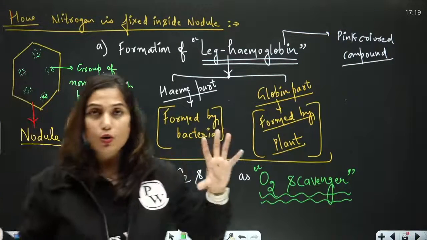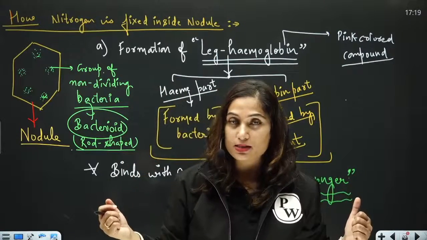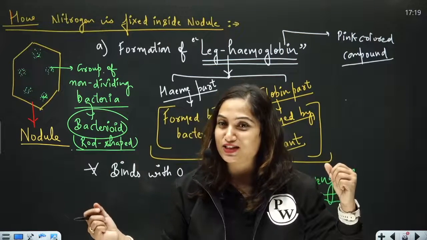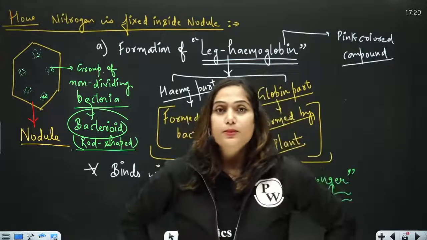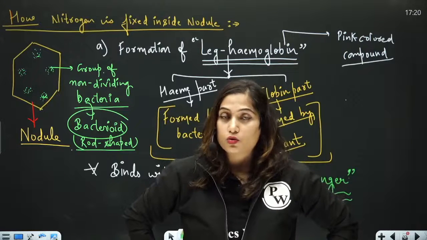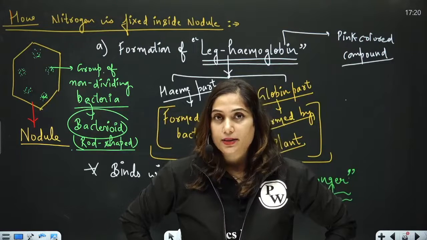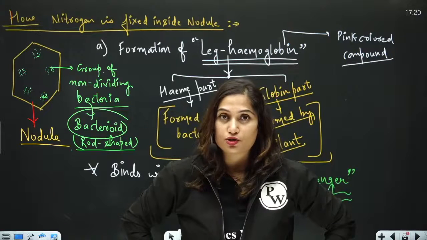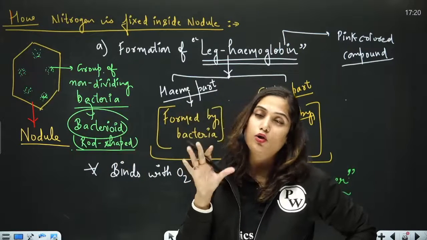Clear, beta? So the nodule is formed now. And inside the nodule, the bacteria is present, and the bacteria has to perform some function now, that is nitrogen fixation. That is why it has become non-dividing in nature. Now, the bacteria sitting inside the nodule wants to fix nitrogen. But it is saying that I have a very strong enmity with oxygen. If there is any oxygen inside the nodule, I will not fix the nitrogen.